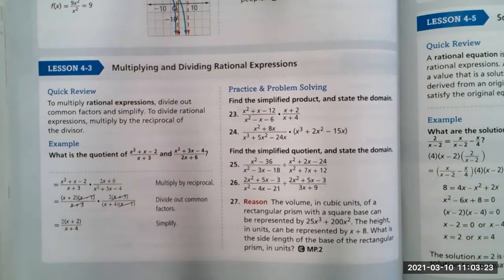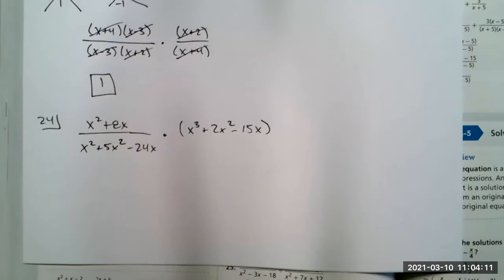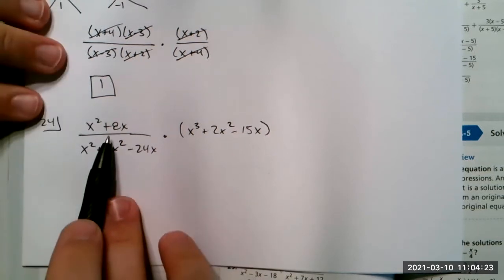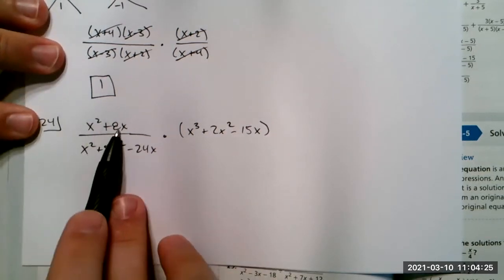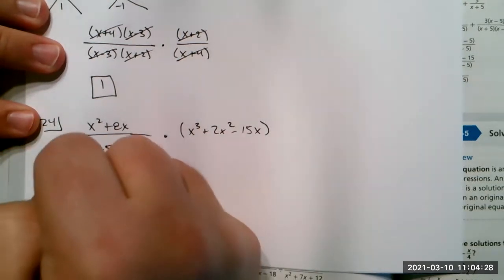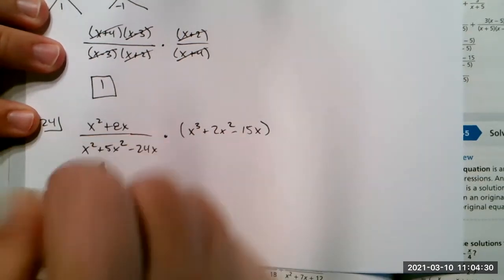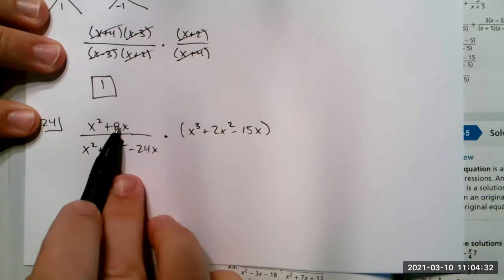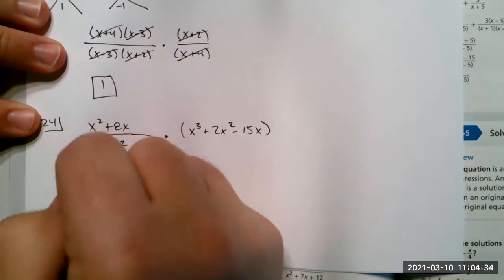Then 24. So there's number 24. Again, we're multiplying. So I'm going to go through and I'm going to look for GCF, make sure everything's in standard form, and then factor everything. It looks like I have a GCF up here. So I've got an x that's common between those two terms. So I'll take out that x. And if I divide an x out of both of those, I'll just have x plus 8.